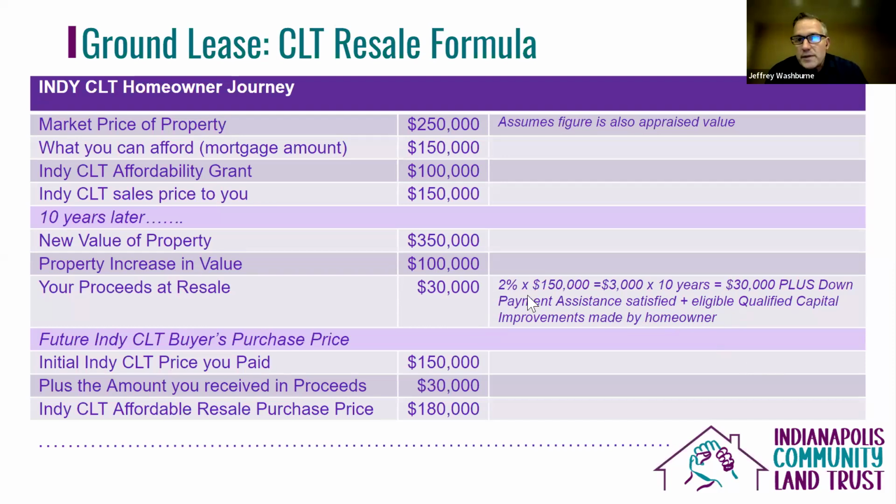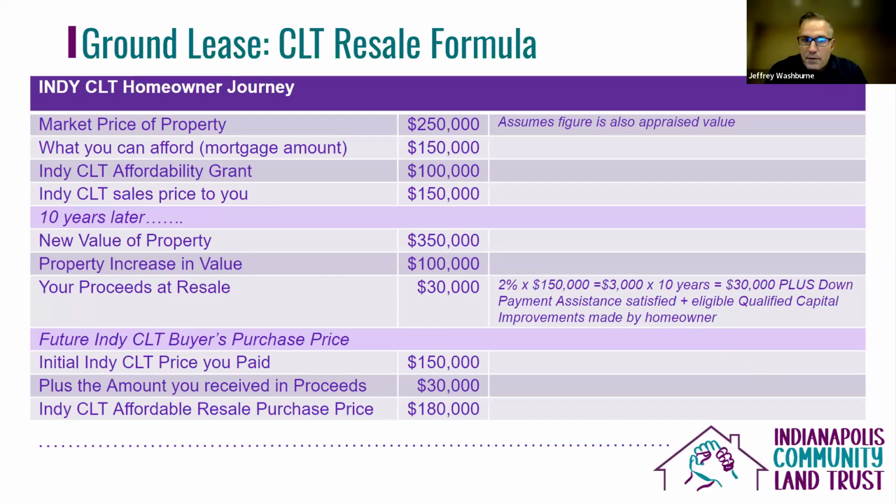Plus, we would also receive all of the principal we paid off on that $150,000 mortgage. And if we received any sort of forgivable down payment assistance, or if we came into the transaction with additional down payment, we would also receive those funds when we went to sell.